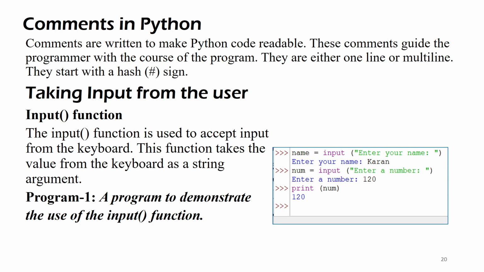The programmer may explain the variables or the flow of the program, or whatever they want to write in that will not get executed. These comments guide the programmer with the course of the program. Means now what are you going to do further in the program? They are either one line or multiple line comments. They always start with a hash sign.